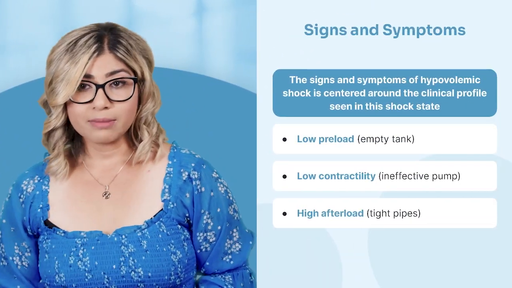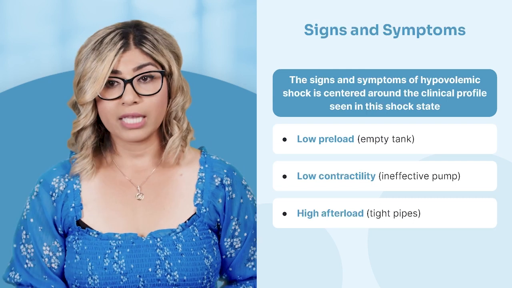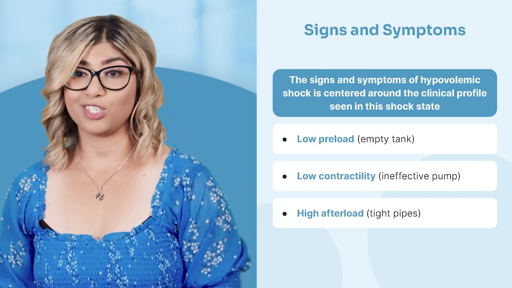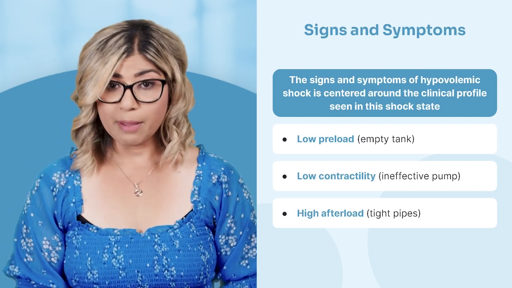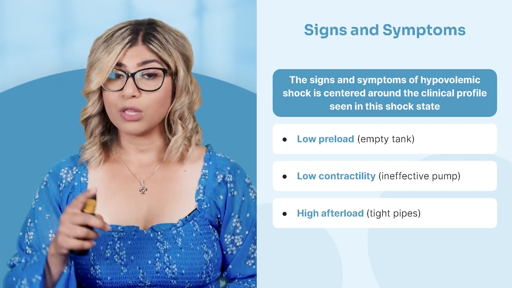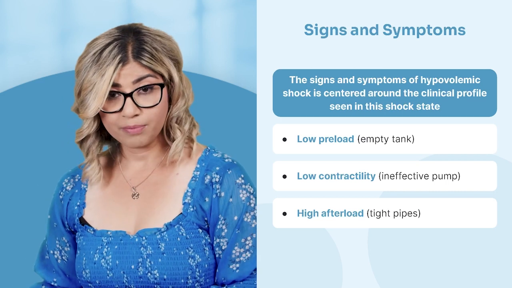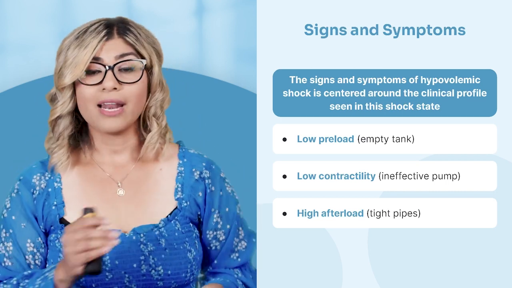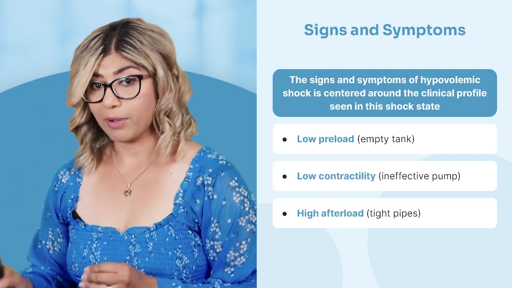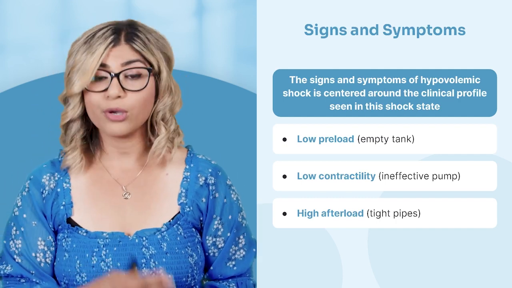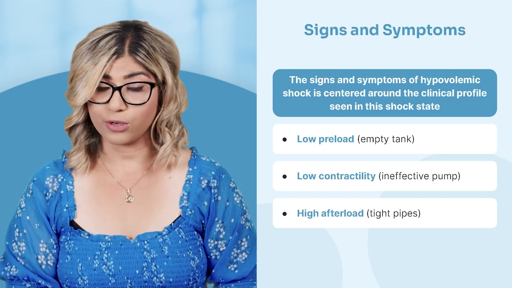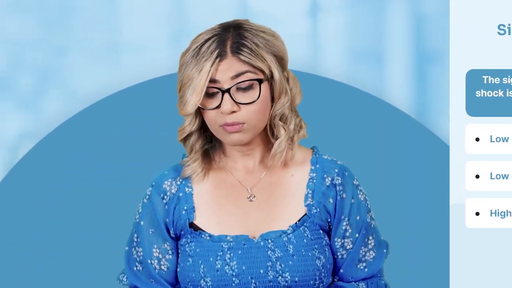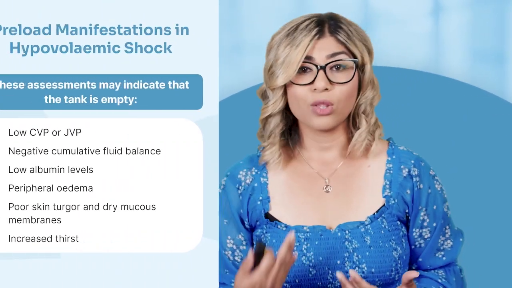The signs and symptoms observed in hypovolemic shock will be centered around the clinical profile seen in this shock state. So remember, in hypovolemic shock, we have a low preload, an empty tank, low contractility, an ineffective pump, and a high afterload, tight pipes. So I want you to remember low preload, low contractility, high afterload. This is what your signs and symptoms are going to be centered around. So what does that look like?